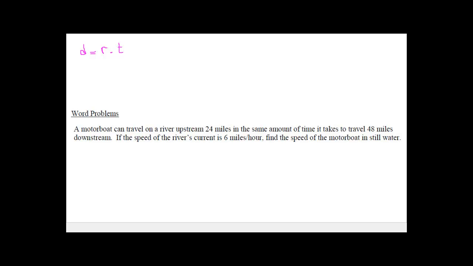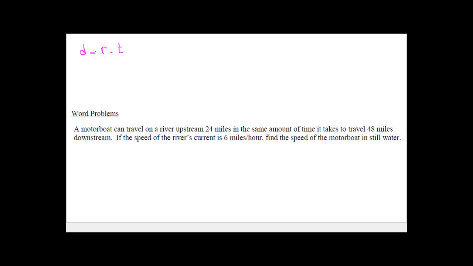Anybody can tell me what is the same for going upstream and downstream? Something is exactly the same. What is that? The miles, 48? No. The miles are different. One is 24 miles, the other one is 48 miles. Something else is the same. Someone else can tell me what's the same here?